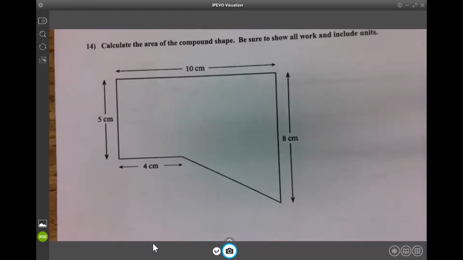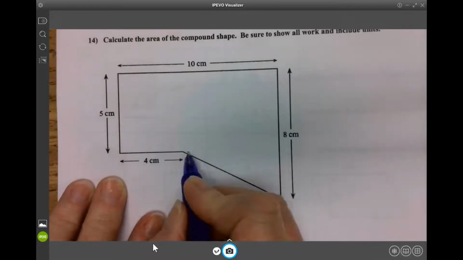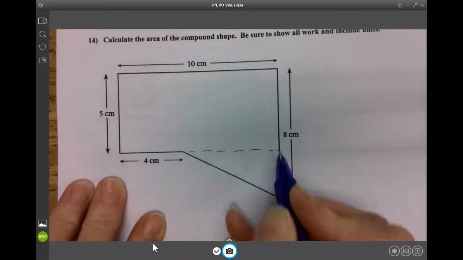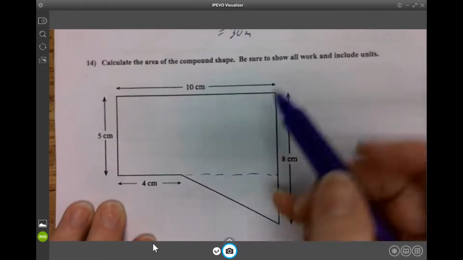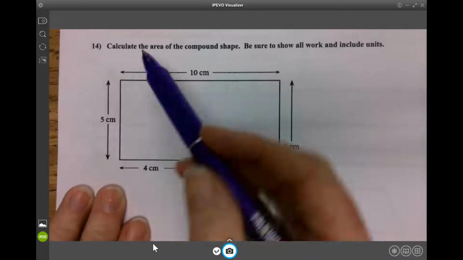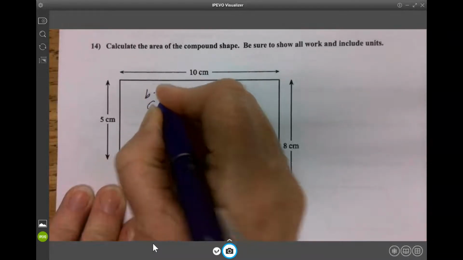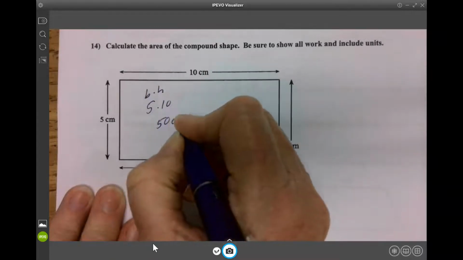Okay? Now on number 14, okay, you can divide your lines lots of ways. One is just come across like this and then find out what's going on. And I'm going to find the area of this rectangle and of this triangle. So this rectangle is 10 by 5. So I'm just going to take 5 times 10 because it's base times height. And I'm going to get 50 centimeters squared.